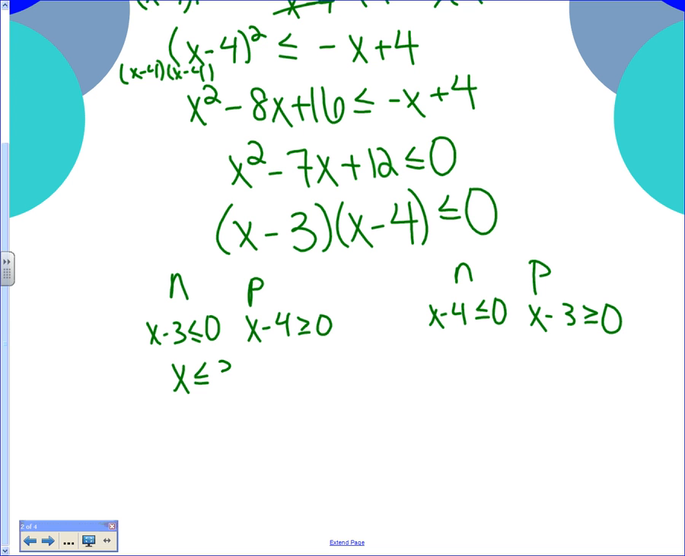So now we just rewrite them. X is less than or equal to 3. X is greater than or equal to 4. X is less than or equal to 4. X is greater than or equal to 3. Okay, so which one do you use? Use the one that's most inclusive. Least. Yeah, least.